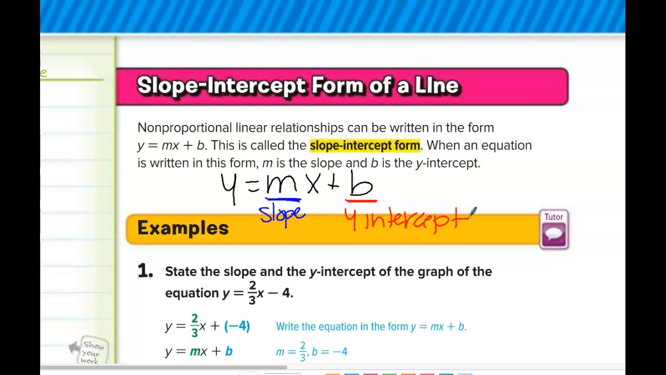y-intercept. A lot of you are going to want to say that this is the y-intercept. It is not. Okay? This is not the y-intercept. This is the y-intercept. Got it?